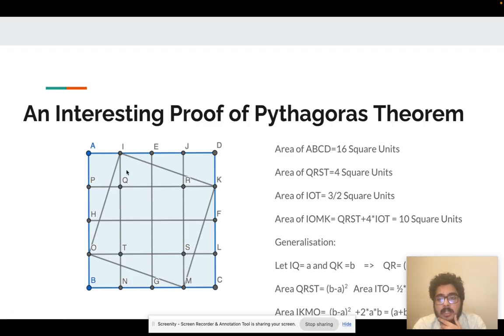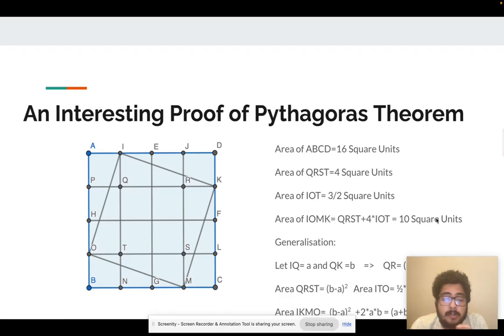And the area of the triangle is half into base into height. That is, this is 3 by 2. This is 3 by 2. This is 3 by 2. And this is 3 by 2. So basically, each one of these triangles has area of 3 by 2 units, and 4 of them will have the area of 6 units. So if the sum of these 4 triangles is 6 units, and this is 4 units, the total area of IOMK, that is the square, is 10 units.